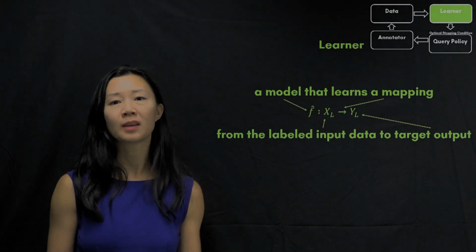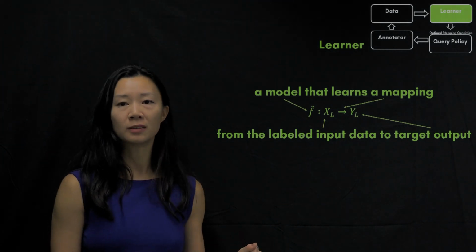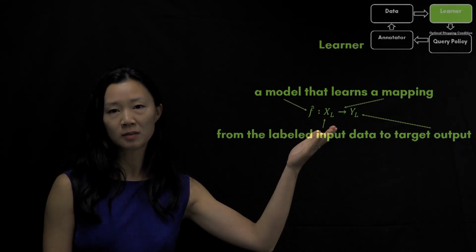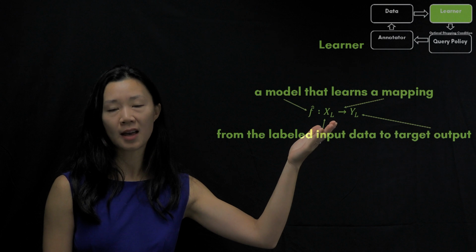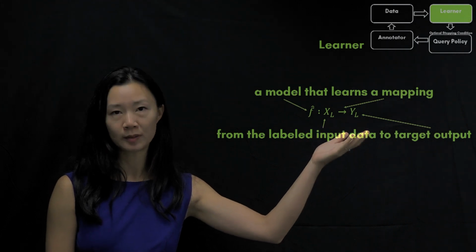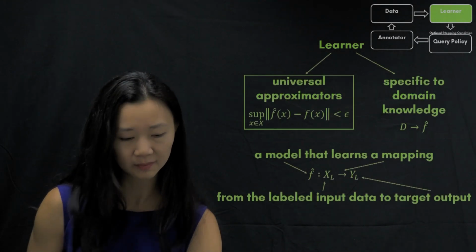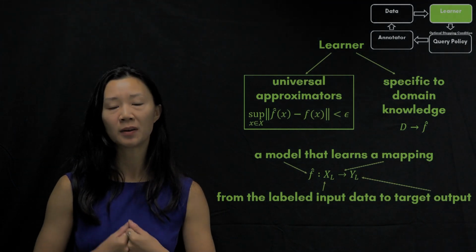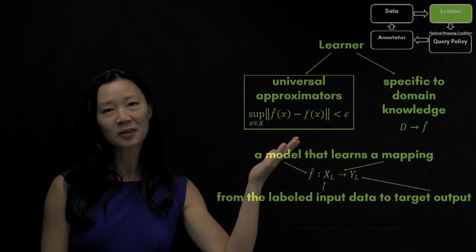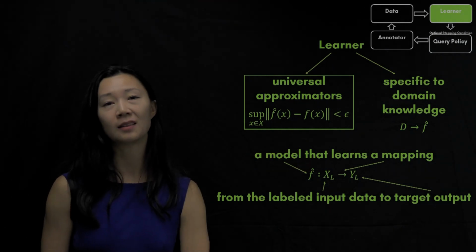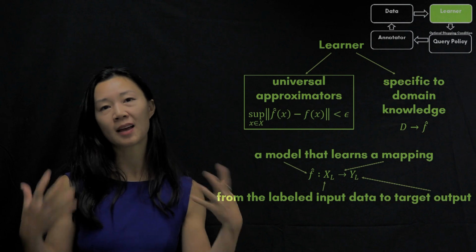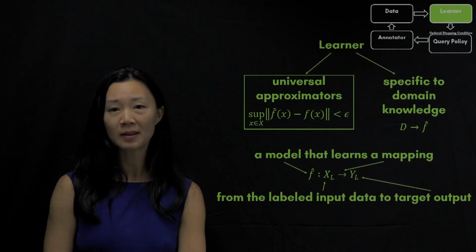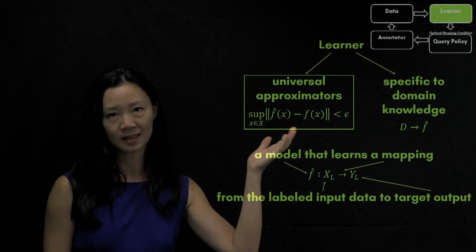Let's start with the learner. So a learner is a model that learns a mapping, so the model being F, and the mapping being the transformation between this labeled input, X sub L, and target output, Y sub L. We talked about the different types of learners in the last video, and we decided that we are going to just focus on universal approximators in this video. The reason being is that we want this video to be as applicable to many of you behind the screen as possible, and so we want to be as data agnostic as possible.